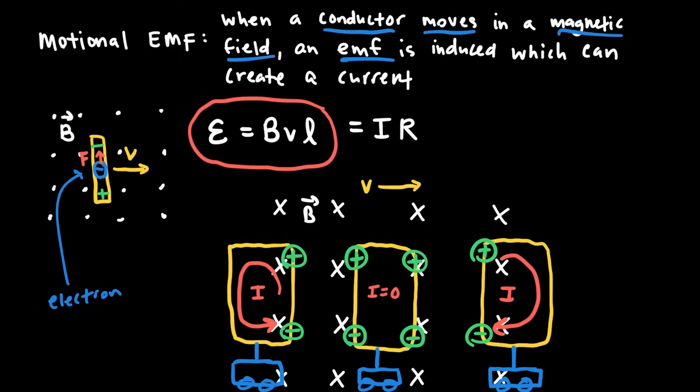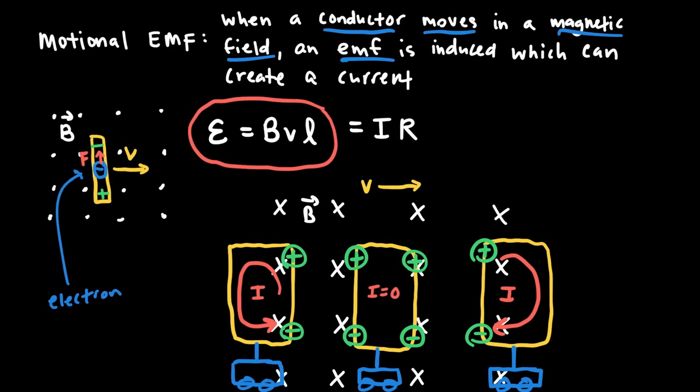If this conductor, which is represented by the yellow square, is moving through the magnetic field, the magnetic field points out of the board, the velocity of that conductor is pointing to the right. Let's look at one electron that's in this conductor. If there's an electron there, the velocity of the conductor is to the right, so my fingers point to the right.